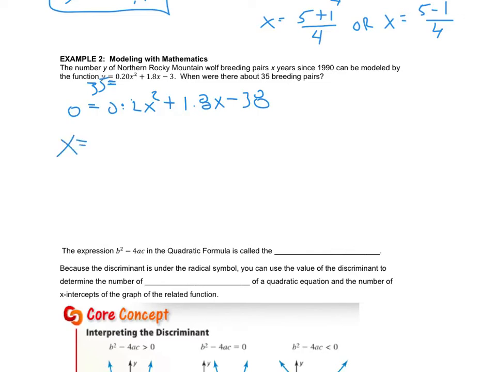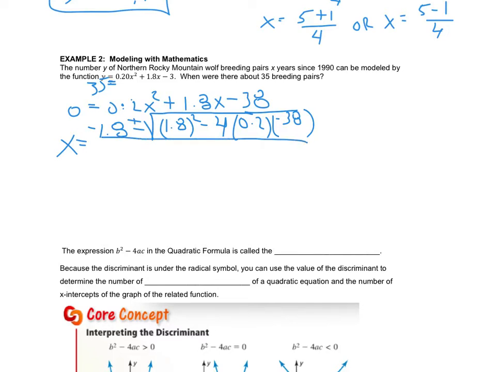So now x equals negative b, negative 1.8, plus or minus, and it's always plus or minus, square root of b squared minus 4, the a is 0.2, the c is negative 38. Now, if this negative 38 was a positive, we would have had a whole different situation here. This is a negative that goes with that negative 4 in the front, so this is going to work out. And then underneath, we have 2 times a, which is the 0.2.